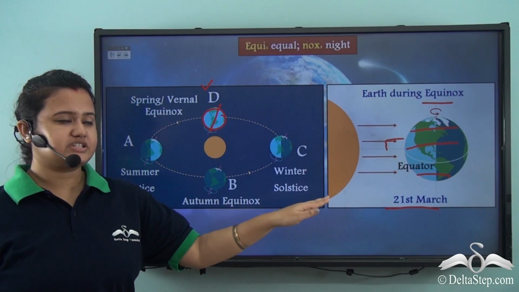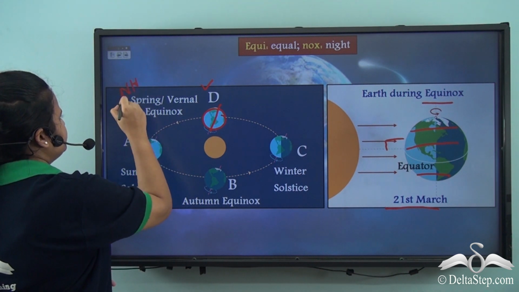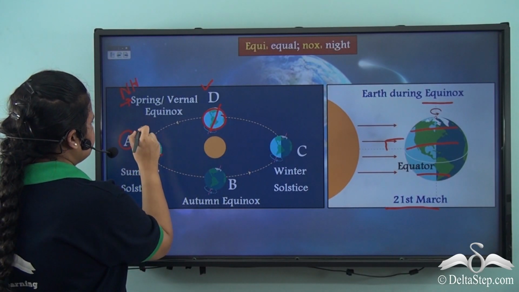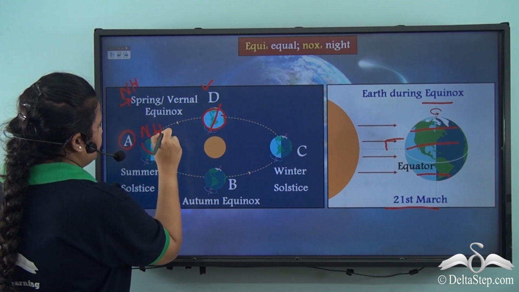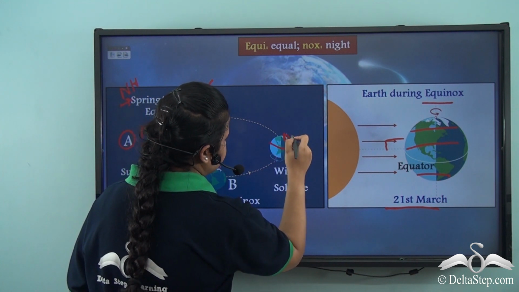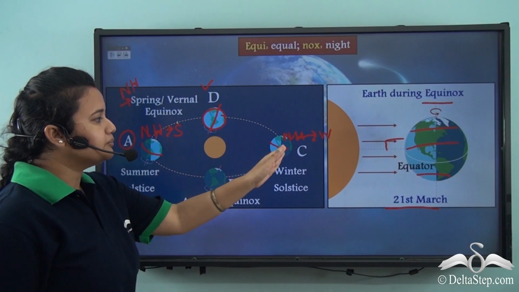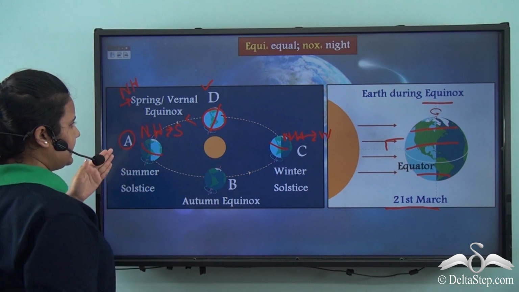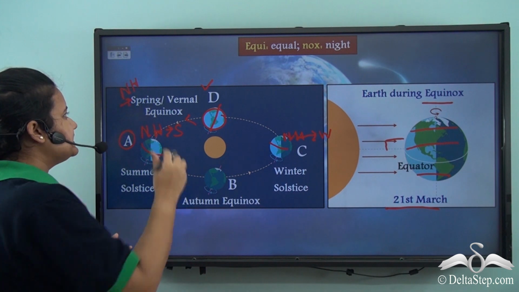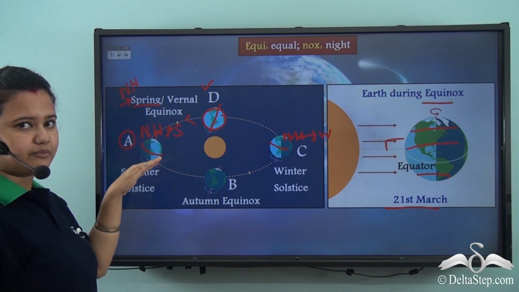Now on 21st March, the northern hemisphere experiences spring. That is, as we just learnt, at position A, the northern hemisphere experiences summer, and at position C, the northern hemisphere experiences winter. So as the earth moves from position C to position A, there is a transition from winter to summer, and spring is the transition season between winter and summer.